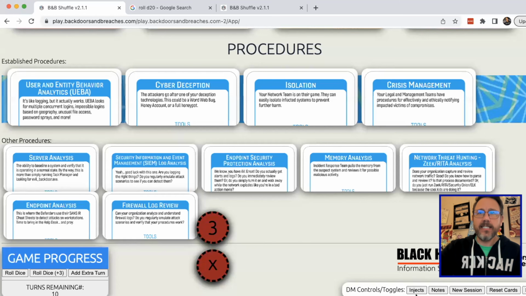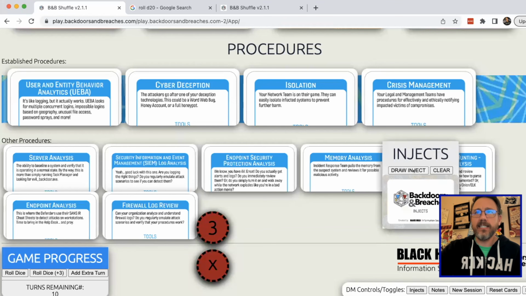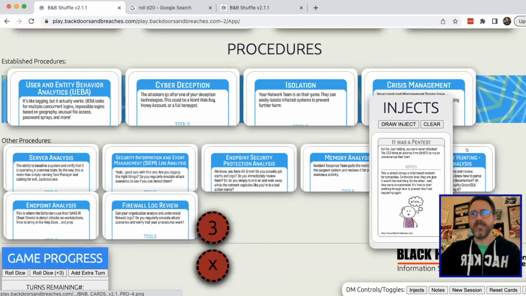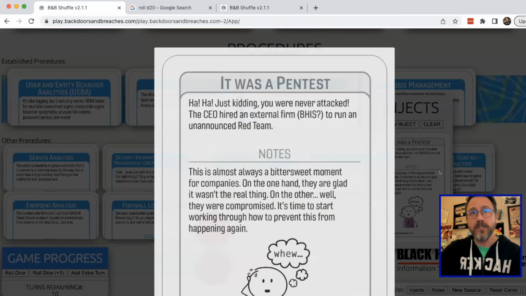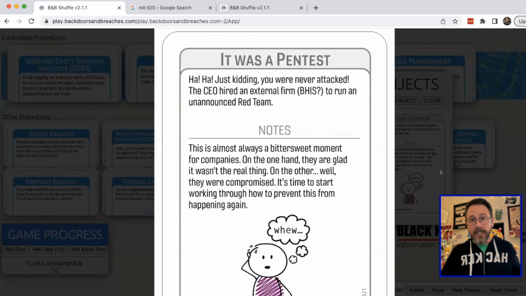Lastly, I want to show you some of the inject cards. Let me know if you can see the inject cards here. You should be able to see it was a pen test. I just want to make sure that the pop-ups are also sharing too. Cool, you can see it. All right, so it was a pen test. If this card comes up, then you could literally say, all right, it was a pen test.